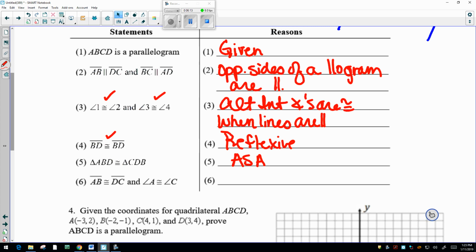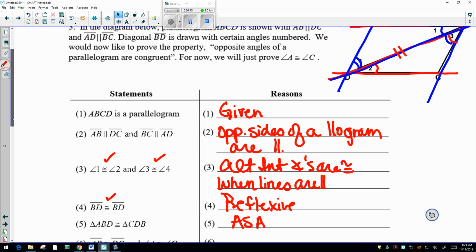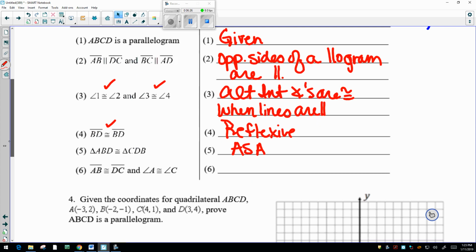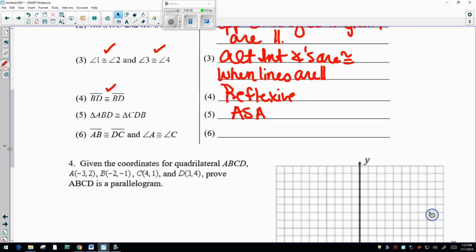And then for step 6, we were trying to prove opposite angles congruent. Opposite angles being like, for instance, angle A and angle C. Well, if our triangles are congruent, we know that the parts are congruent. So these are the parts. You can say down here then CPCTC, corresponding parts of congruent triangles are congruent. Notice if I really wanted to, I could also pick other parts, and I can show you that the opposite sides have to be congruent if it's a parallelogram, again by using CPCTC.